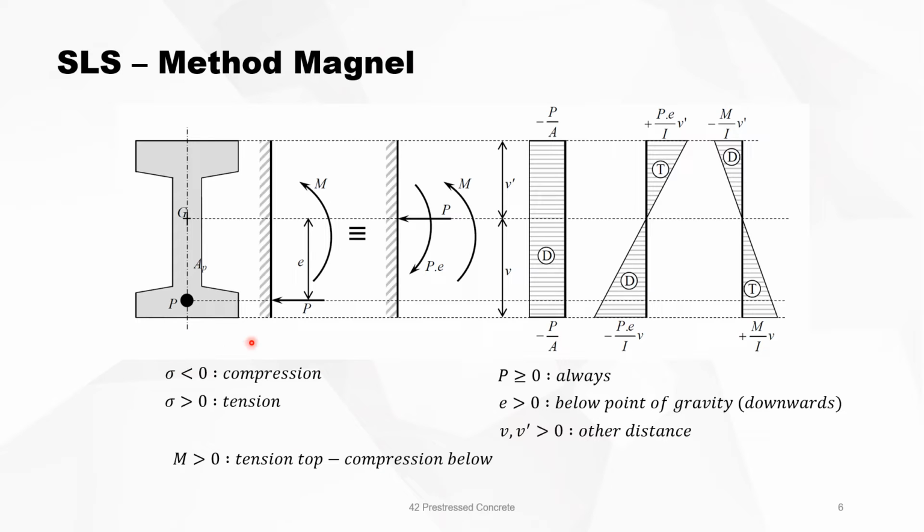These are stresses. e is positive, like it is shown here, when it's below the point of gravity. When it's above, e is negative. And V and V' and all those other elements are always, in their numbers, positive. The bending moment is calculated as positive when there is tension on top and compression below. So a sagging bending moment is a negative bending moment.